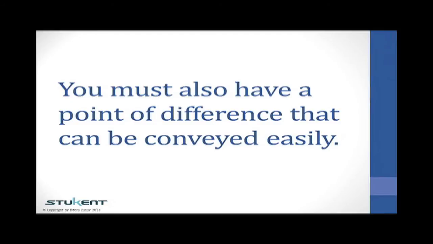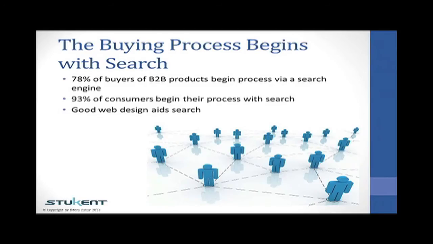So the first thing we do in that simulation is to do our web page and try to figure out keywords that people are going to be looking for. And in a real life situation, we want to make sure that our point of difference, or the value we're creating, is also conveyed really easily on that website. And this is why it's so important, because the buying process begins with search.